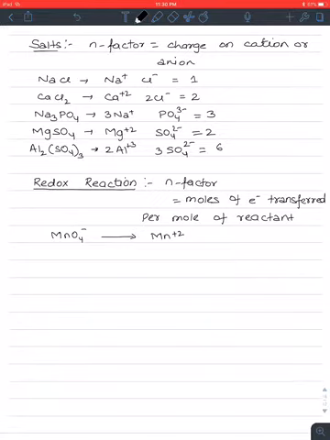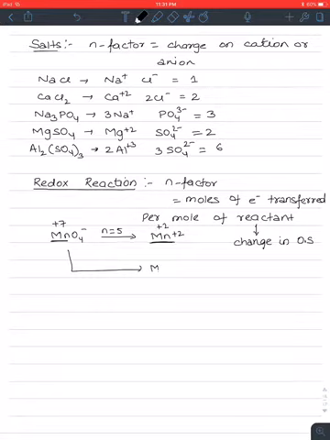So how many moles of electrons are transferred? Moles of electrons transferred will be equal to the total change in oxidation state. In this case, the oxidation state of manganese is plus 7, and in this case the oxidation state of manganese is plus 2. So change is how much? Change is 5. So N factor for this is equal to 5.